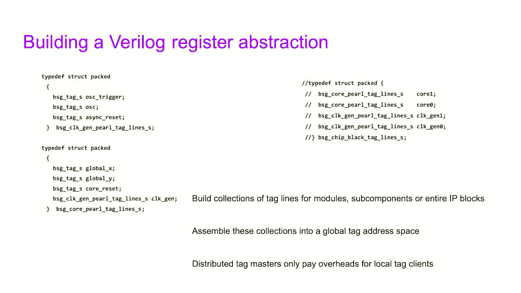So when you're building with BSG tag, we collect these data points in a Verilog package. This will have a BSG tag per configuration register. And then you can aggregate these into collections of BSG tags, and then you can aggregate those into collections of structures. So you have this recursive hierarchical view of your chip from the configuration register point. But the key is that because we distribute the tag masters, you're only paying the overheads for the local tag clients. You don't have an address that's the size of the entire system. You only have your local size.